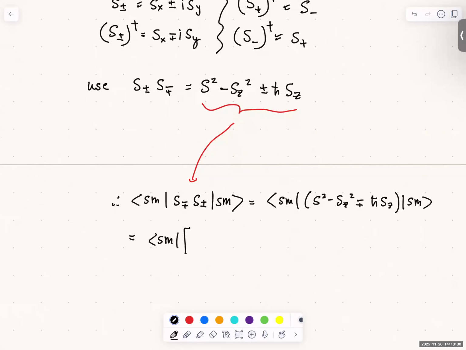S squared acting on this eigenstate has eigenvalue h bar squared s times s plus 1. And then we're going to get a minus. Then we have Sz acting on this state, which brings out an h bar m as the eigenvalue. But then we have two copies of that operator, so we get h bar times m twice, so we get h bar squared m squared. And then we're going to have a minus plus. There's an h bar here already, and then the Sz brings out an h bar m, so we get an m and an h bar squared.